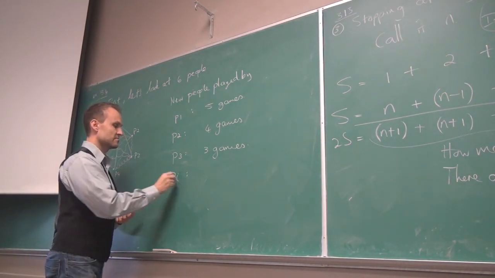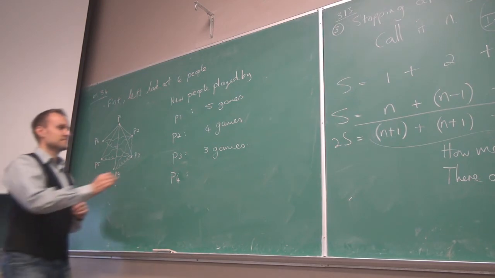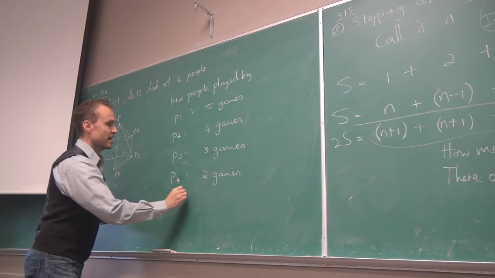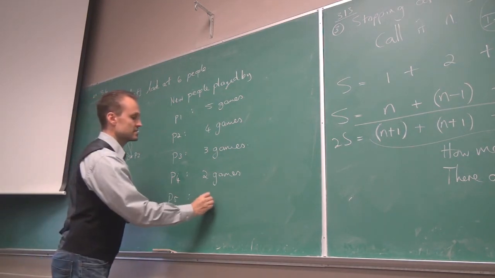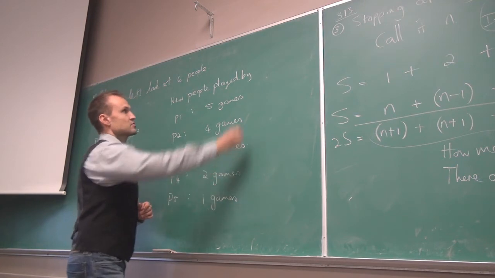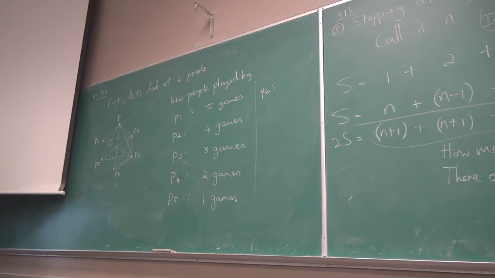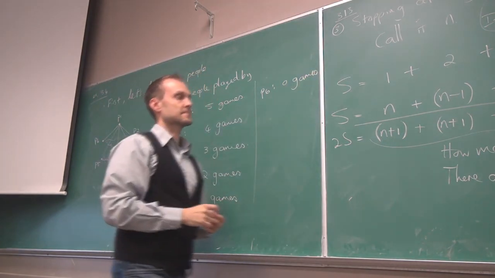Person 4. How many new games should I count? I'm not drawing it because it's going to get out of hand. I think we all agree on a 2. And when I consider person 5, how many games should I still count? 1. New games that I haven't considered, only against 6. I'm going to squeeze it in here. Person 6, how many new games should I count? 0. Because I've counted all the games already played against 6.